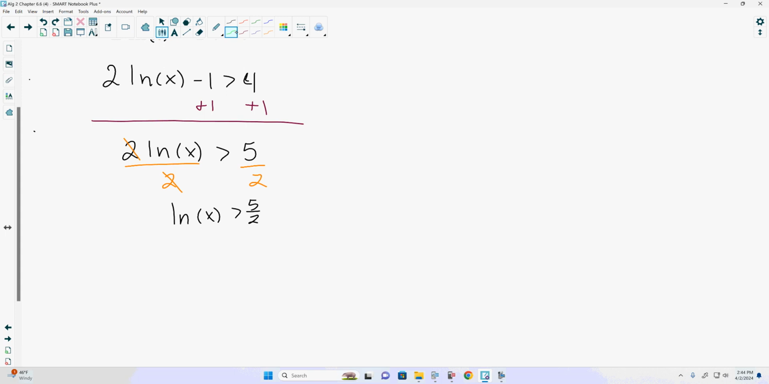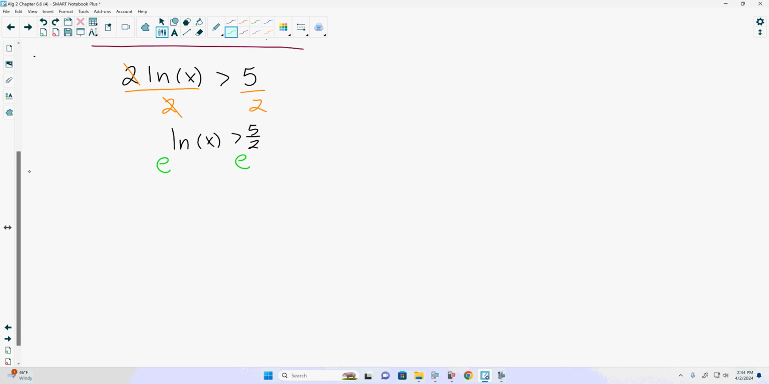Now what do we do? I said it a minute ago. What do we do next? E, we put both sides to the base of e. Because our e to the ln of x, e and ln will cancel, leaving us with x is greater than e to the 5/2.